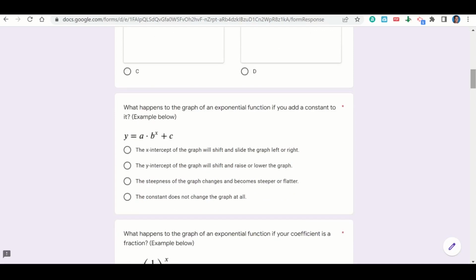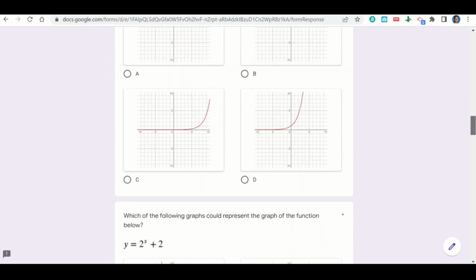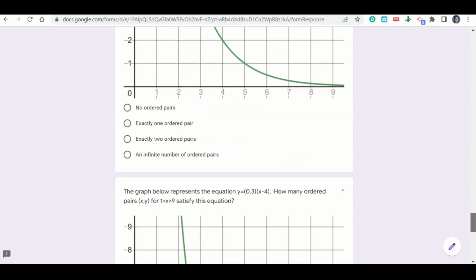We continue to scroll down. It says, what happens to the graph of an exponential function if you add a constant to it, meaning you add a c value? So we're going to look for that answer. It says we should have a shift up or down, which would be this one here where it says the y-intercept of the graph will shift and raise or lower the graph. So that's our answer. So we'll continue to answer each of these questions until we get to the end.